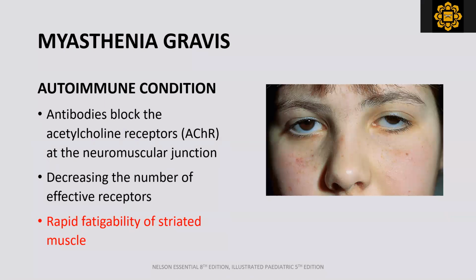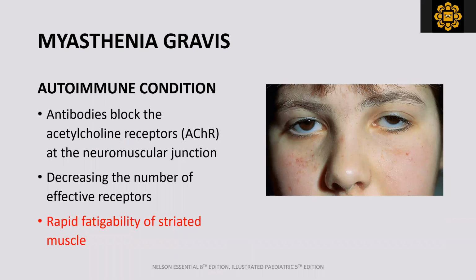Okay, so myasthenia gravis is an autoimmune condition where the patient's body will produce antibody that will block the acetylcholine receptor at the neuromuscular junction. And what this does is it will reduce the number of available receptors to actually receive the acetylcholine. This makes the muscle have less stimulation because of the decrease in the number of effective receptors.